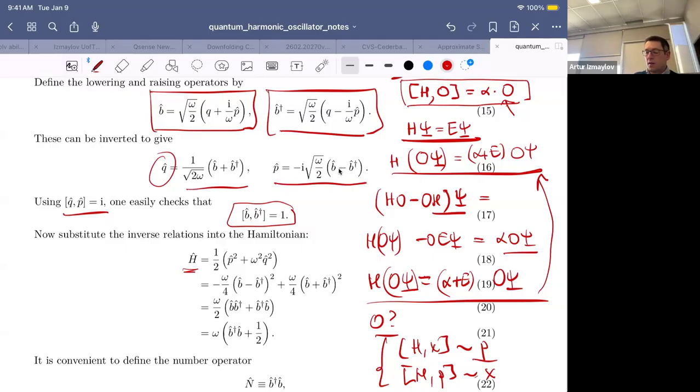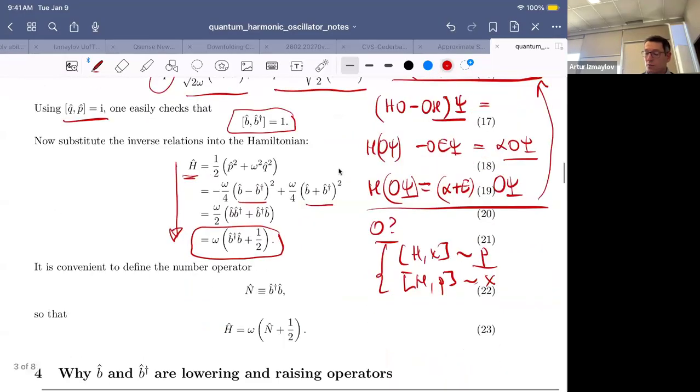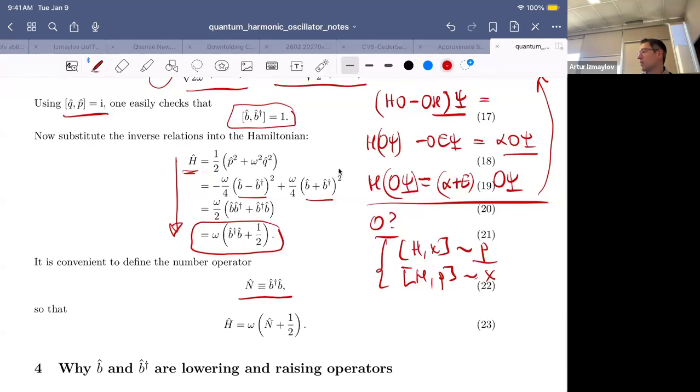Okay, fine. So now it turns out if you do the algebra, it's relatively simple. You square the momentum, you square the position, and you get a really nice expression for the Hamiltonian: B dagger B plus 1/2, multiplied by omega. So then we could say this B dagger B is the operator N. That's the only operator inside the H. And you will see in a moment why we call it N. But that's the only thing that is non-trivial.